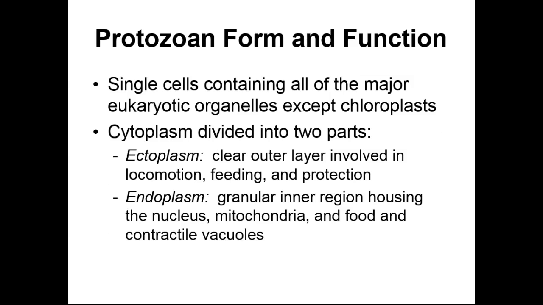Protozoa are single-celled organisms, and they contain all of the major eukaryotic organelles except for chloroplasts. Protozoa do not go through photosynthesis on their own. The cytoplasm of a protozoa, or the fluid and substances inside of the cell, is divided into two main parts: the ectoplasm and endoplasm. The ectoplasm is a clear outer layer that's involved in locomotion, feeding, and protection. This is the more lateral or external portion of the cytoplasm, and then the endoplasm is a granular region more towards the center of the protozoal cell, and it houses most of the food and storage organelles along with the nucleus.